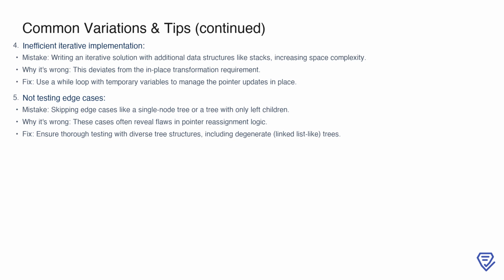Additionally, skipping edge cases during testing can lead to undetected bugs. For instance, a single-node tree or a tree with only left children are simple but critical scenarios that often reveal flaws in pointer reassignment. To avoid surprises, always test with diverse examples, including edge cases like degenerate trees that resemble linked lists. A thorough testing strategy ensures that your solution is robust and reliable.